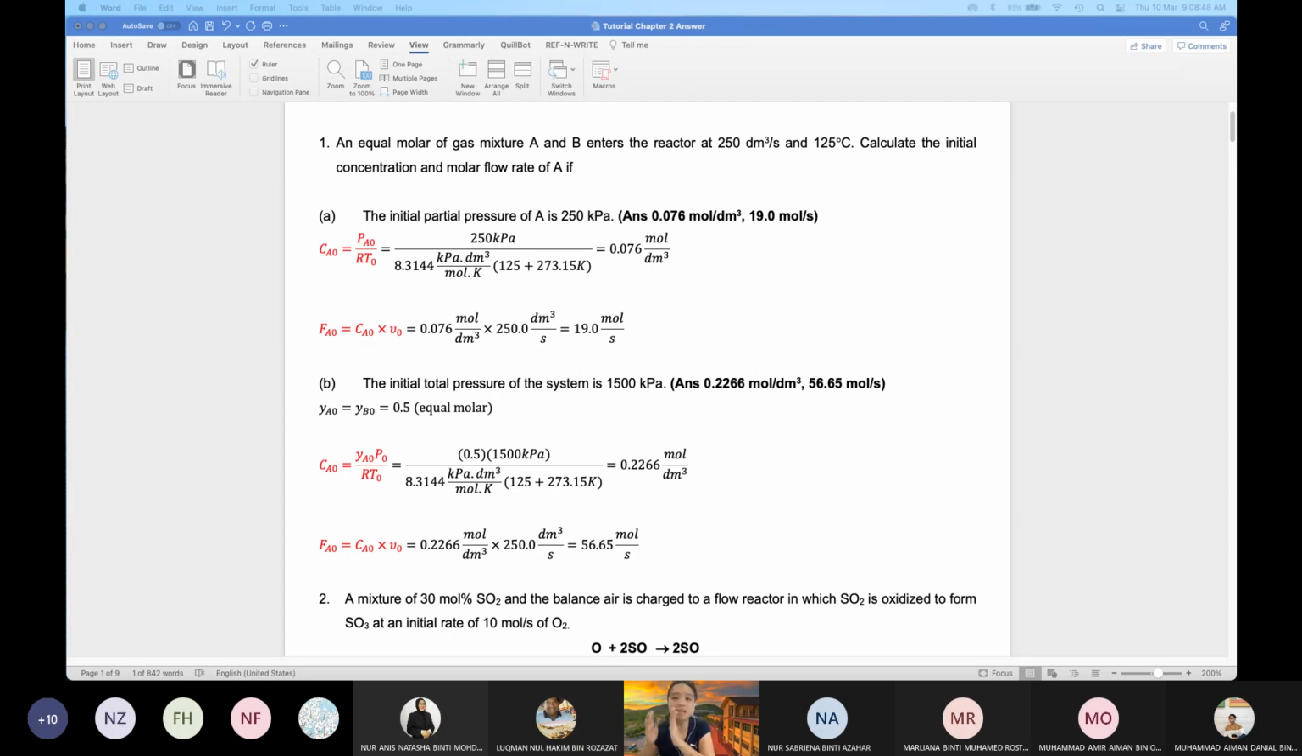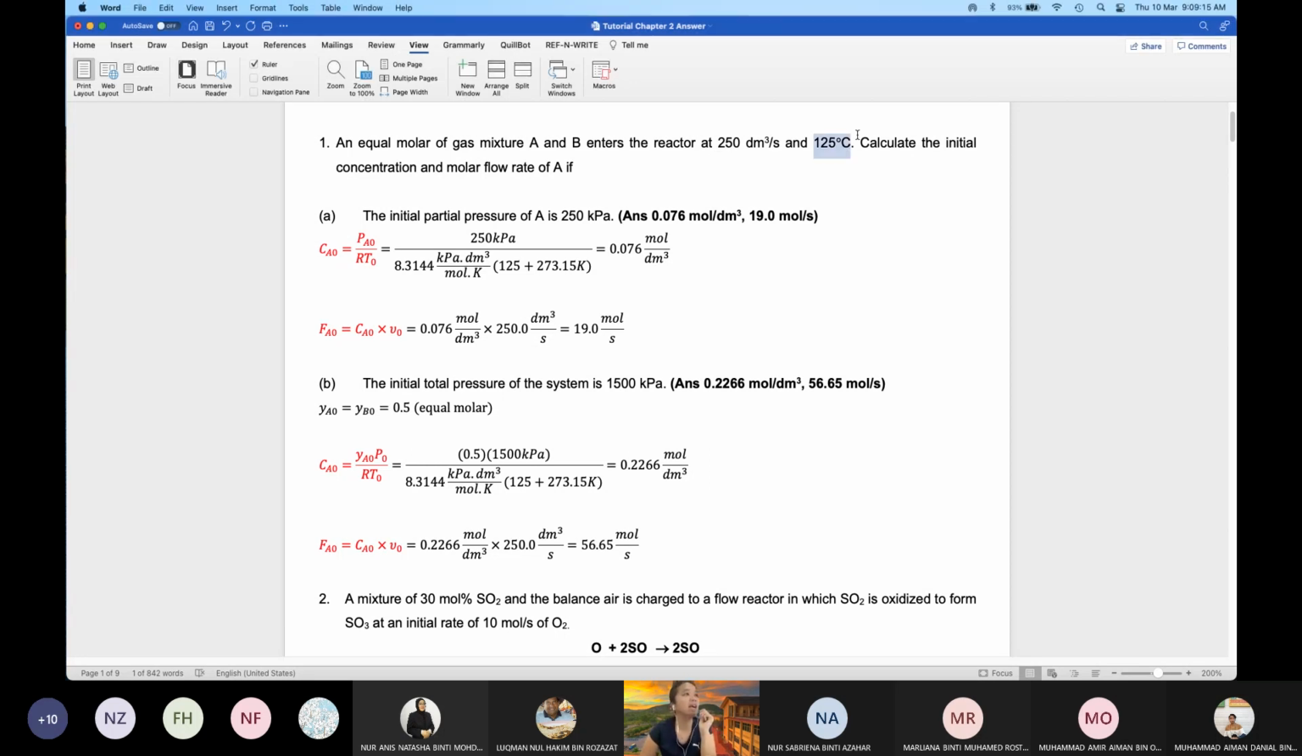Even for T, you have to indicate T naught, which is the initial temperature, or T, the final temperature. In this case, since the feed enters the reactor, this is T naught. Naught indicates time 0, or the time before the reaction takes place. Okay, so done. We have epsilon naught, we have T naught.